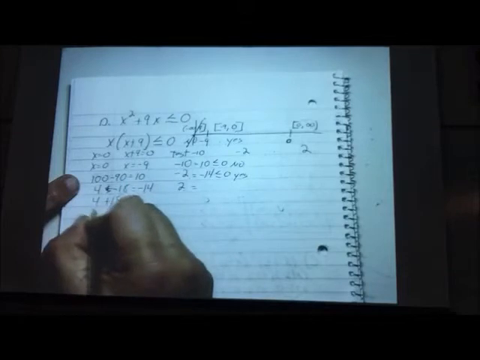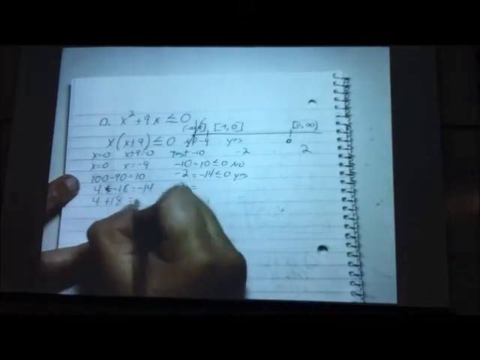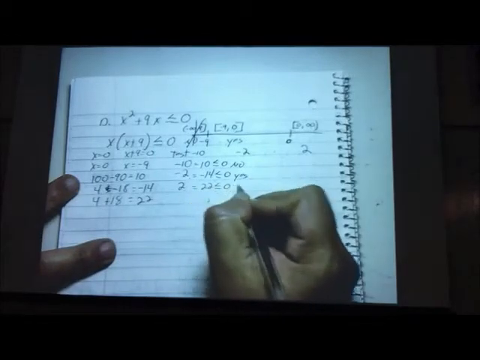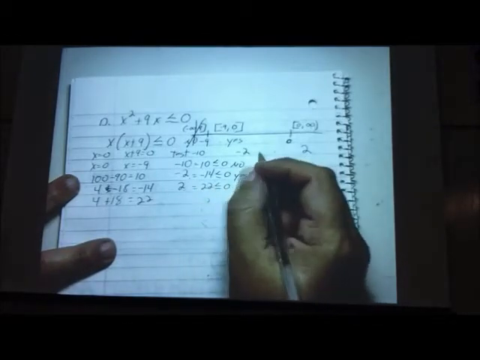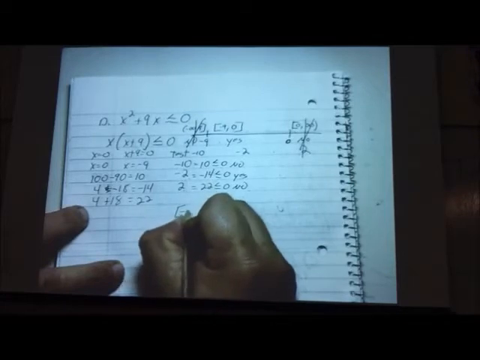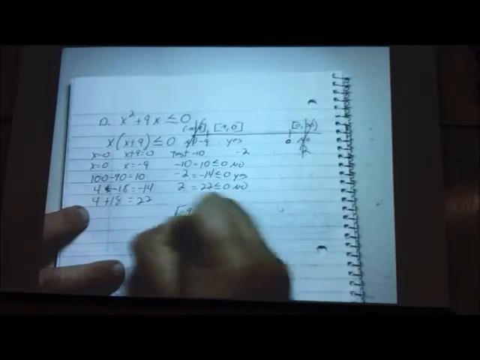2. 2 times 2 is 4, 2 times 9 is 18, 18 plus 4 is 22. Is 22 less than or equal to 0? No. So what is my answer? Bracket negative 9, 0 bracket. Don't forget to box.